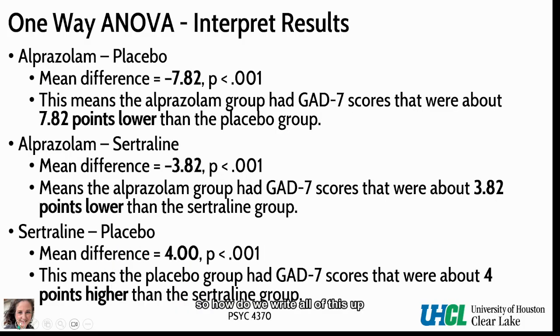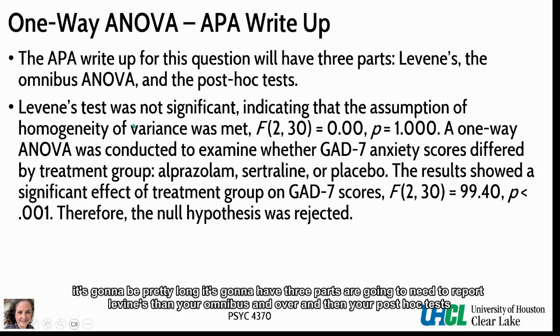So how do we write all of this up? It's going to be pretty long. It's going to have 3 parts. You're going to need to report Levene's, then your omnibus ANOVA, and then your post hoc tests.